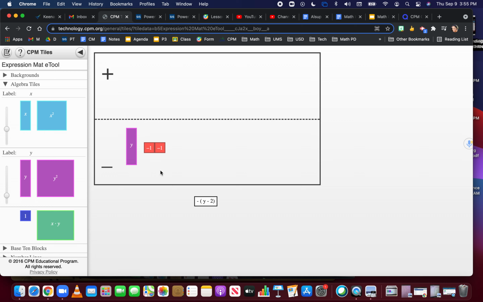Another possibility is I could have this back over here, but then it'd be flipped. And this is negative y, and you'll notice this is the opposite of negative 2. So I could also move these up by flipping it. So negative y plus 2 is equivalent to the opposite of y and the opposite of negative 2. Okay, hopefully this video helps.